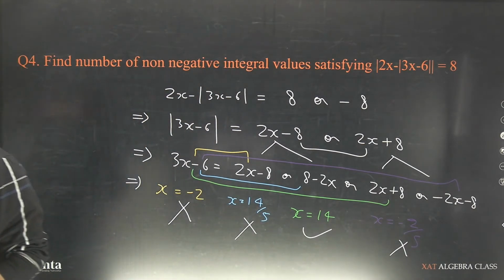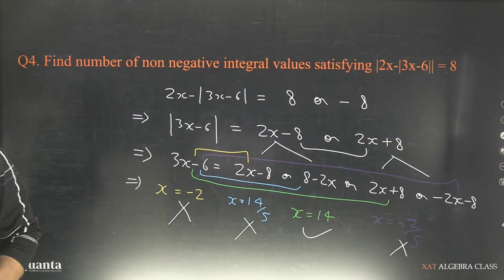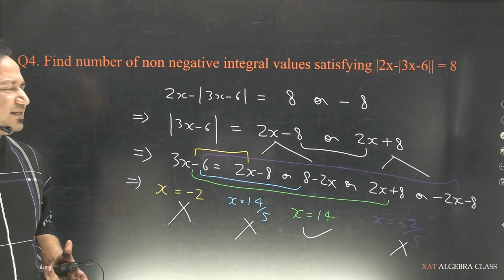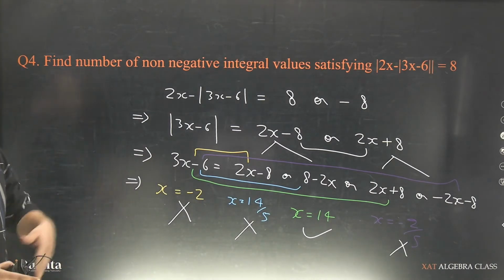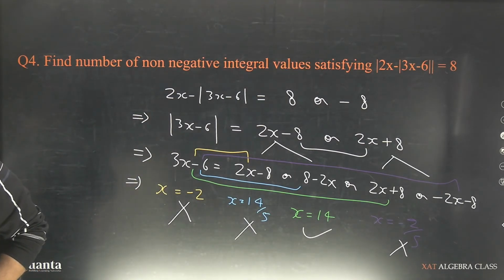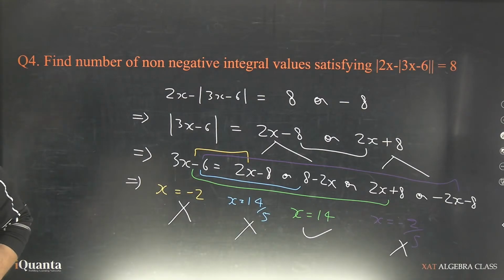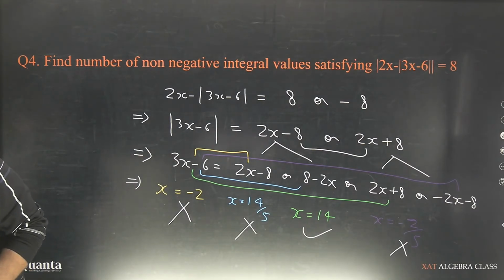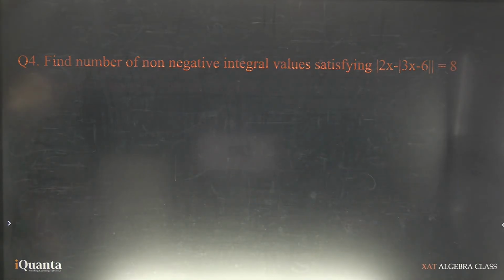Is that clear, everyone? So this is how we can save some time, because this is a long question. If we do it this way, you will be doing it within a minute. All right. So Dhiman, I think it was, you wrote x equal 2. It was actually minus 2. All right. So let's move to the next question now.